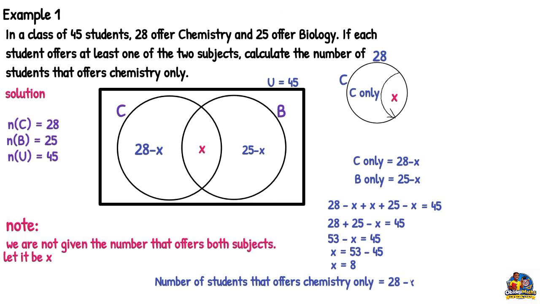28 minus x, and that will give us 28 minus 8, because x is 8, and our answer is what? 20. Let's go to the second example.